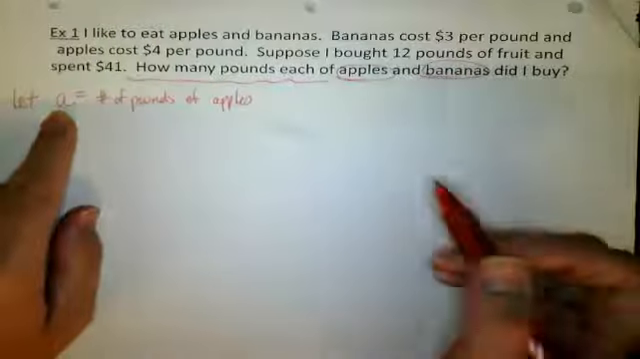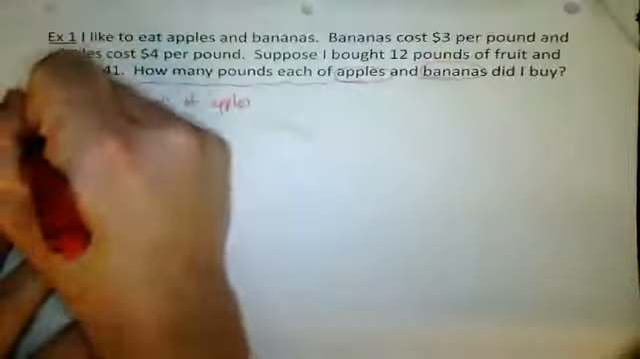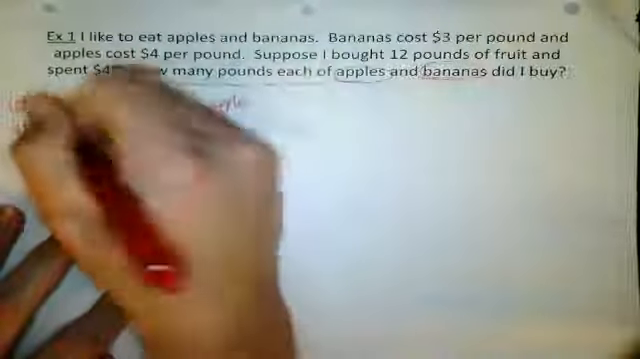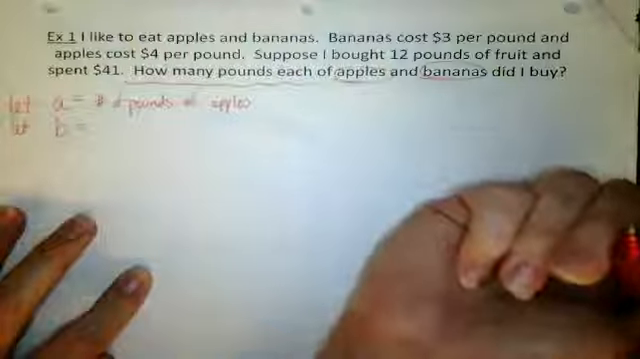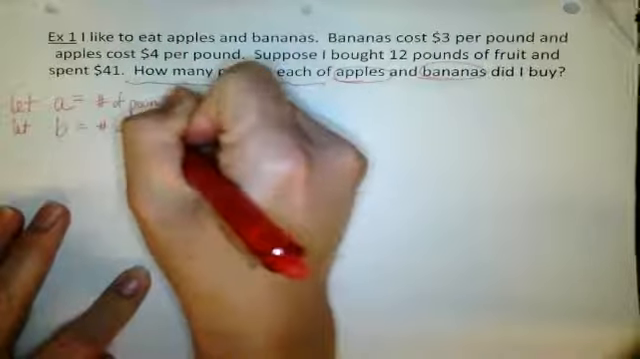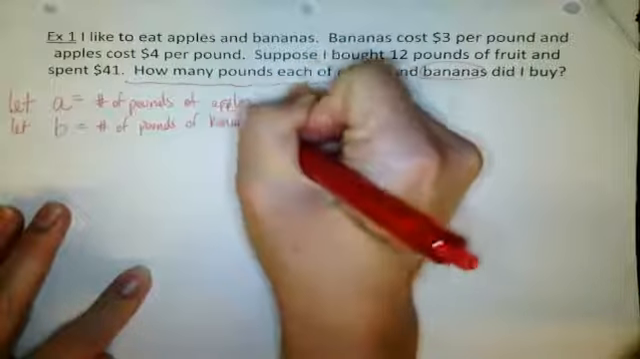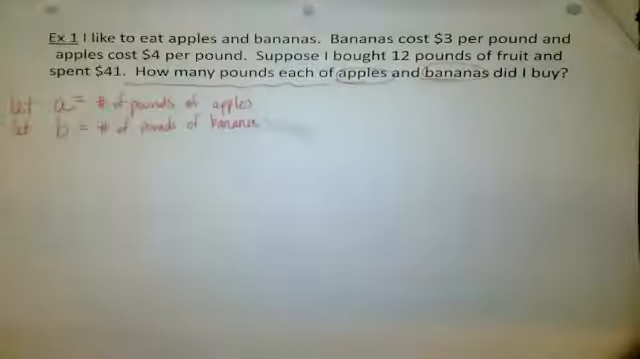And then what else do we need to figure out? Banana. Yeah, we're going to let B equal the number of pounds of bananas. Please don't just write bananas and apples, because we're not just buying 7 apples or 7 bananas. We're buying pounds of them.